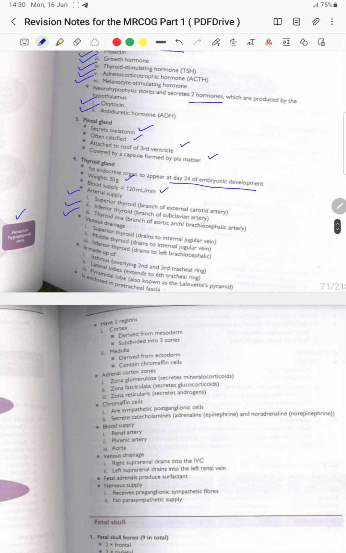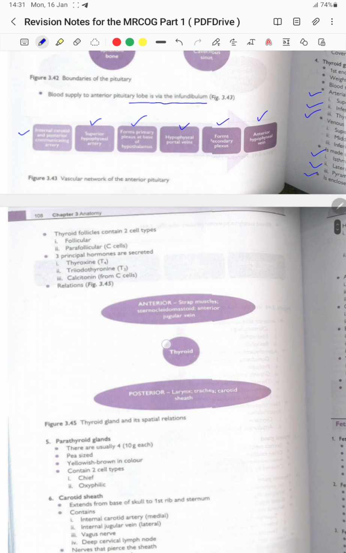The venous drainage: the superior thyroid drains through the internal jugular vein, the middle thyroid drains through the internal jugular vein, and the inferior thyroid drains through the left brachiocephalic. It is made up of the isthmus, which overlies the second and third tracheal rings, and the lateral lobes, which extend to the sixth tracheal ring, and the pyramidal lobe, also known as the Lalouette pyramid. It is enclosed in the pretracheal fascia.